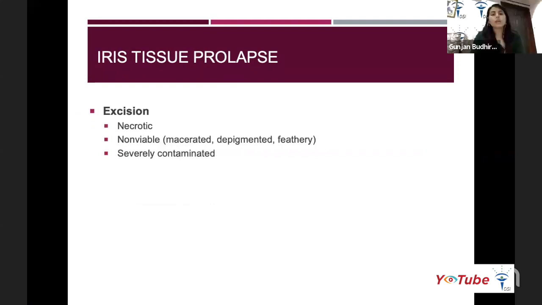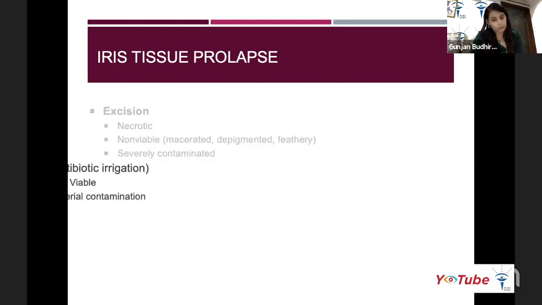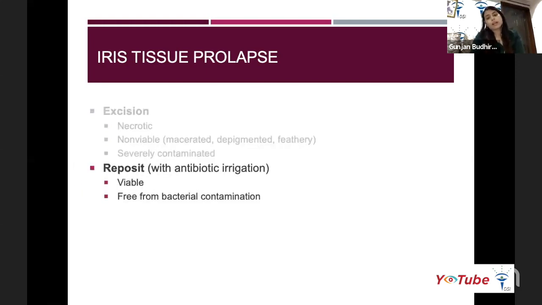Various literature says that excision of the prolapsed iris tissue should be done if it's necrotic, non-viable, macerated, depigmented, feathery tissue. And obviously if it's severely contaminated, then definitely we have to excise the iris tissue, so that we do not introduce infection into the eye and cause endophthalmitis. It can be repositioned with antibiotic irrigation in viable irises, where there's a recent onset injury. Some literature says that 24 to 36 hours is important for viability of the iris, but definitely the judgment lies with the primary surgeon whether they want to reposit it or not.